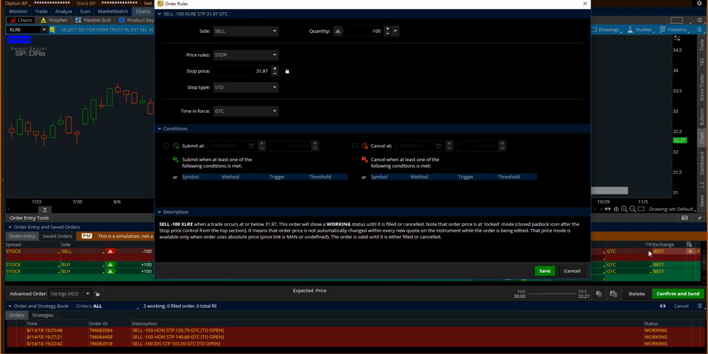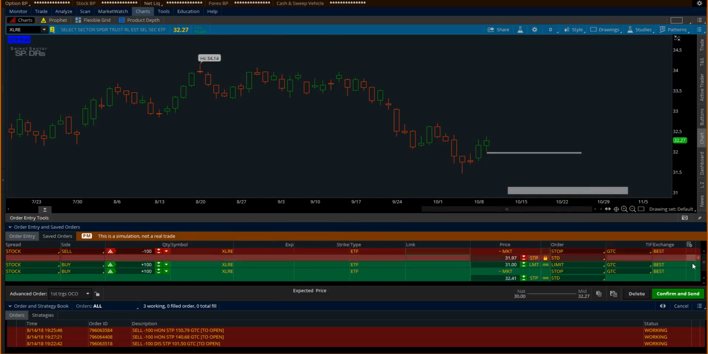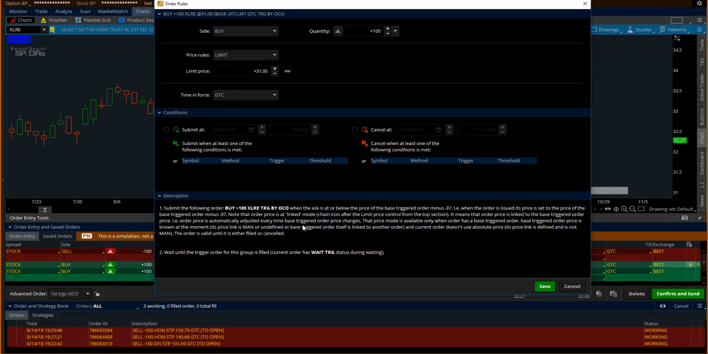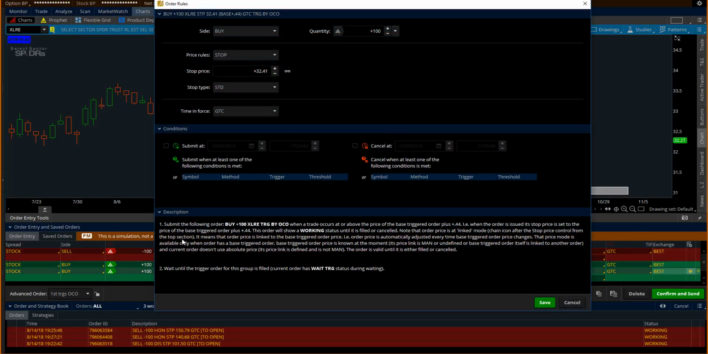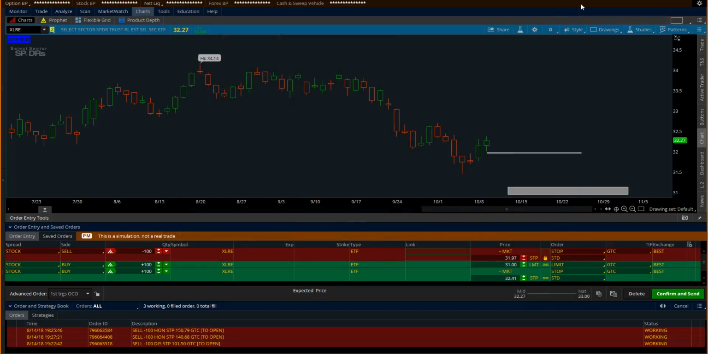Click these little gear buttons and read this paragraph. Read it out loud. Actually go in there and say, okay, I'm going to read this, and you know, when a trade occurs at or below 31.97, this order will show a working status until it is filled or canceled, so on and so forth. Now, by reading them, you're going to get an idea of how you've submitted the order, okay? It will explain it to you the best it can based on what it is you've put in there, and then you can get an idea of how it is you've built it, whether or not there's some logic to it. All orders should be good till canceled.